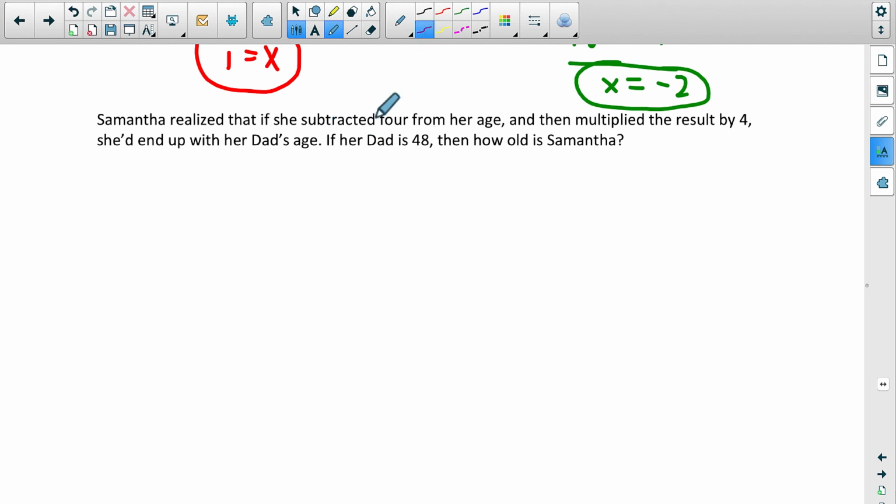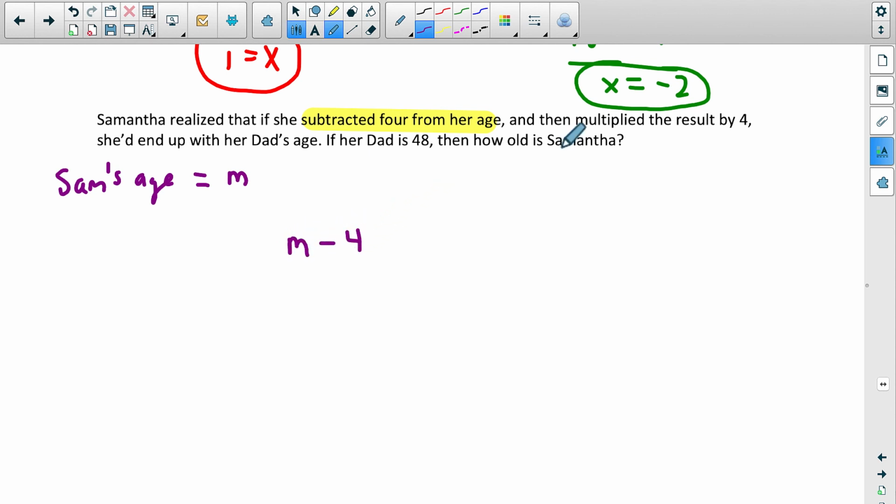So what are we trying to find in this question? We're trying to find Samantha's age. Sam, I'm going to call her Sam. Sam's age. Well, we don't know her age. So what do you want to call it? Let's call it M, or N, or X, or Y, whatever. So let's see, what are we doing? If we subtract 4 from her age, what would that look like if her age is M and we want to subtract 4 from it? That would be M take away 4.